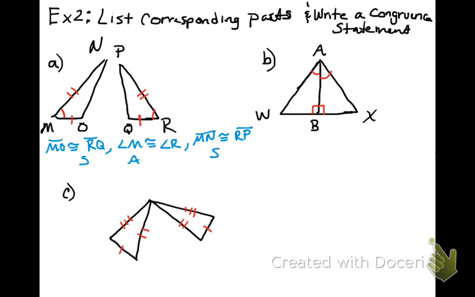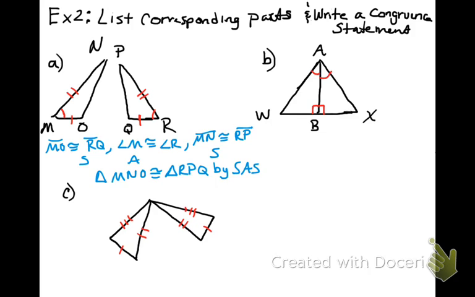So here's how you're going to write a congruent statement. You're going to go triangle MNO is congruent to triangle RPQ by SAS.